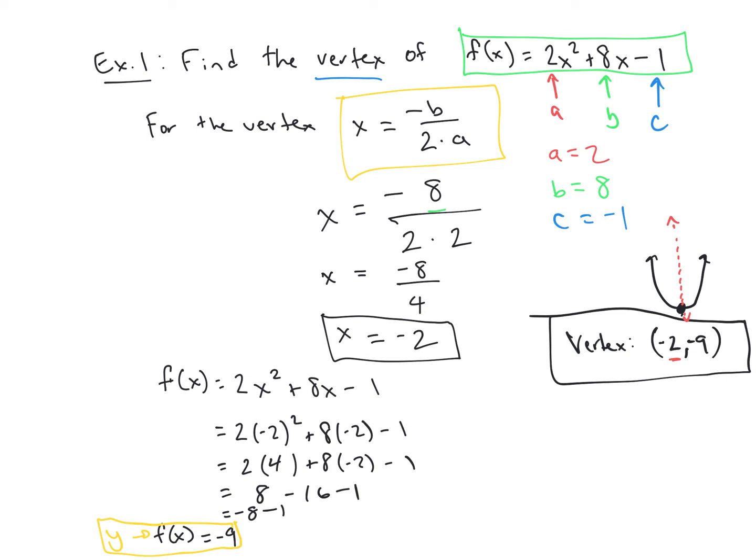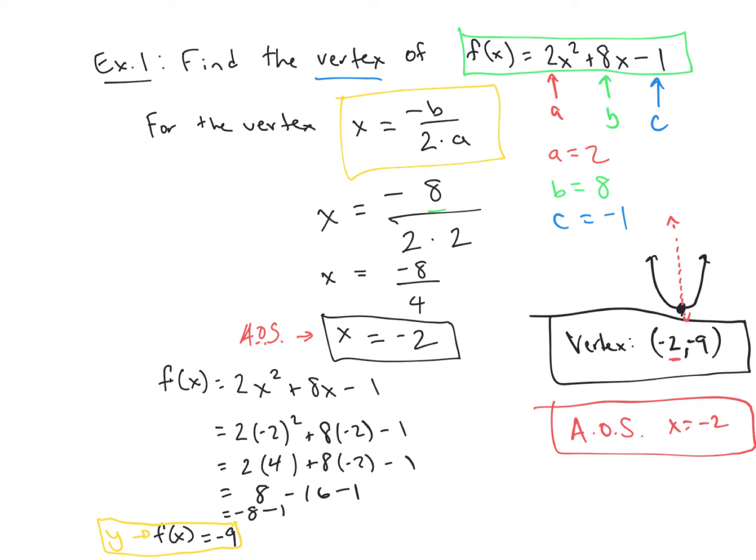So the axis of symmetry, we call it the AOS. Axis of symmetry is always just whatever our x-coordinate of the vertex is. In this case, x equals negative 2. So those are the two things we need to know about the vertex.